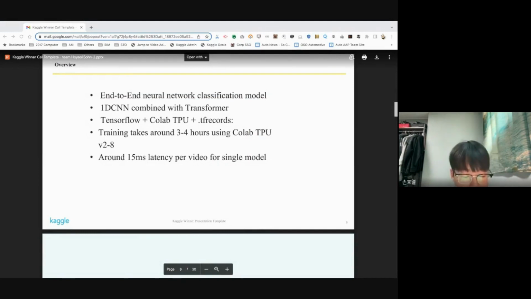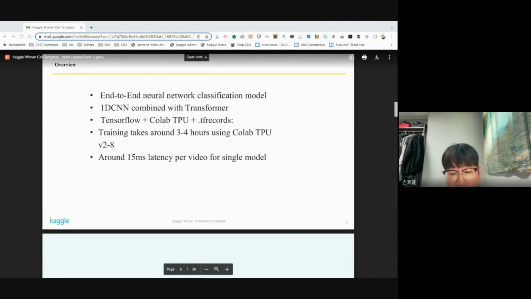Selecting the appropriate type of model was the most crucial point in this competition. My solution ultimately was an end-to-end neural network classification model. The model combines a one-dimensional convolutional architecture with a transformer architecture.